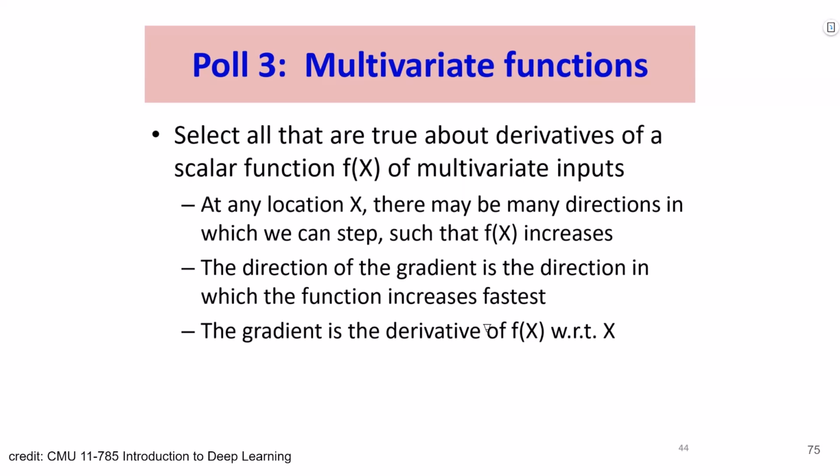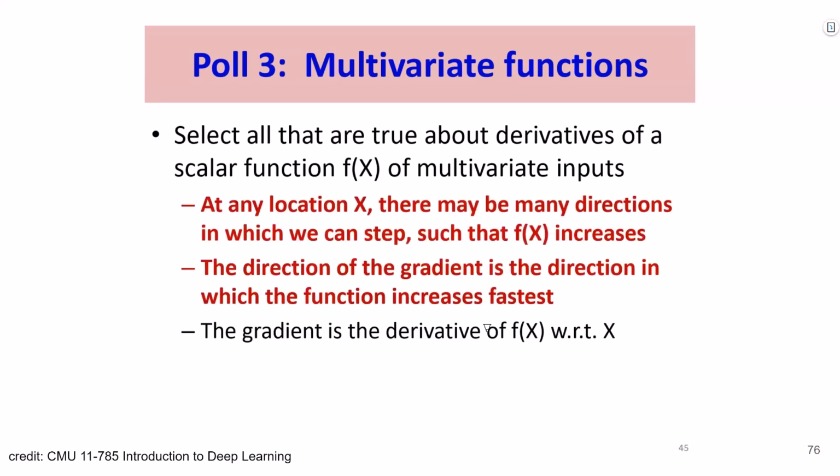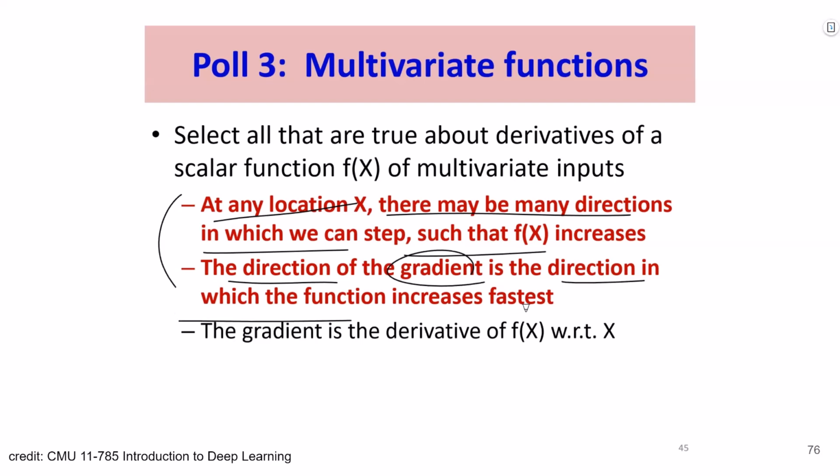All right, have you solved this problem? Let's check this answer together. In fact, this is the question we solved previously. And this is just a reminder. At any location x, there may be many directions in which we can step, such that f(x) increases. There are multiple choices we can take. However, the direction of the gradient is the direction in which the function increases fastest.